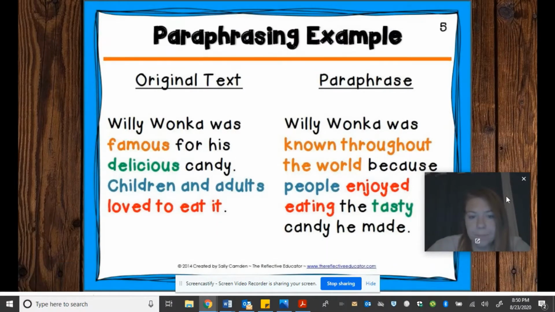Here's an example. So the original text, whatever it may be, said, Willy Wonka was famous for his delicious candy.